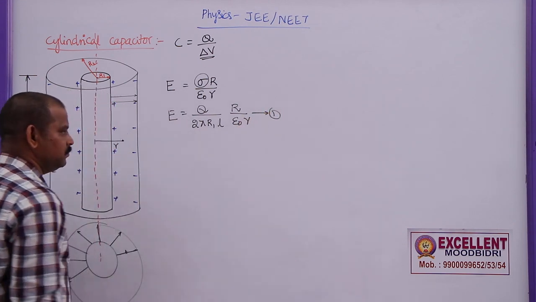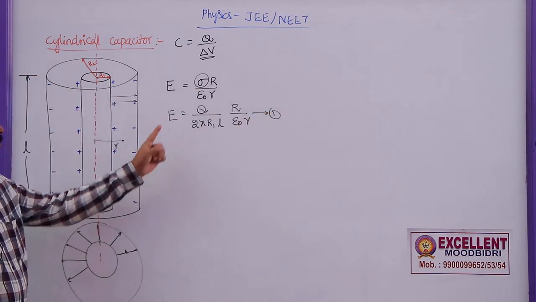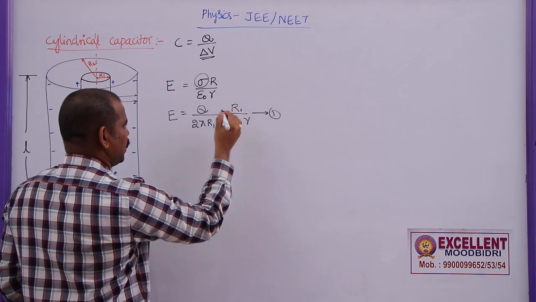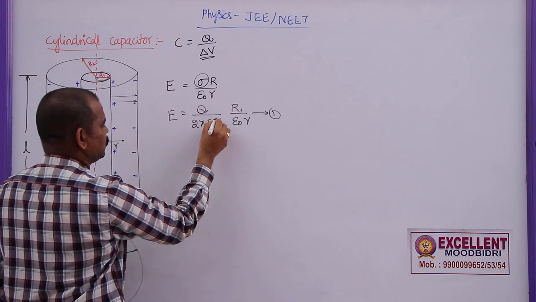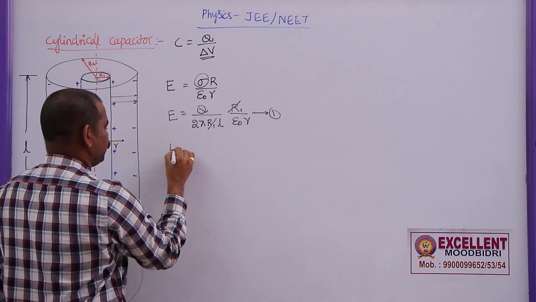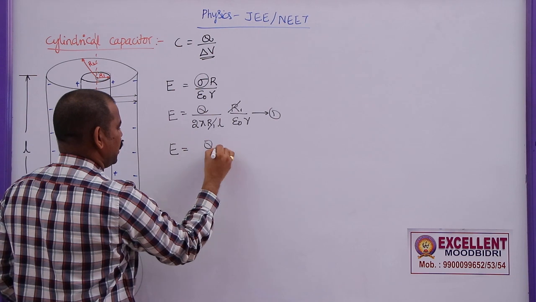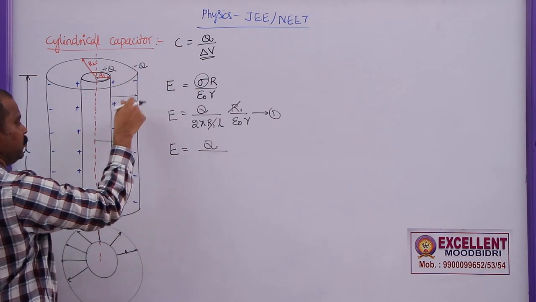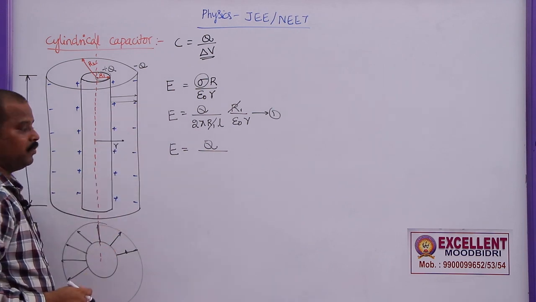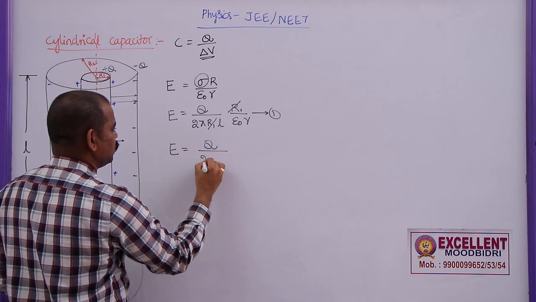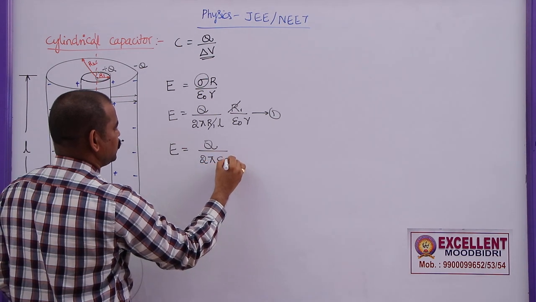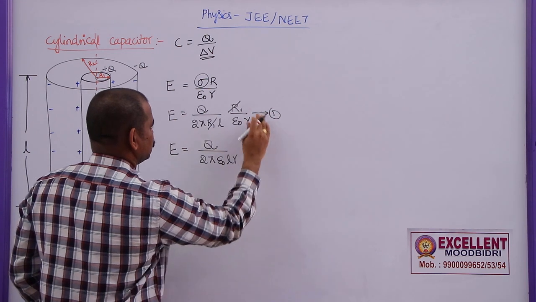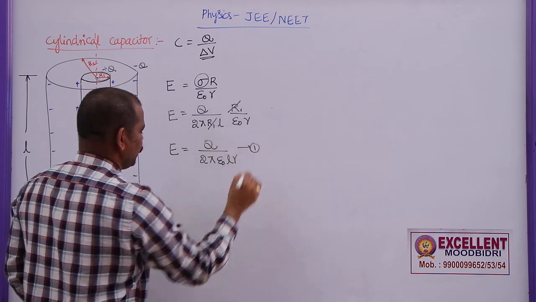So, this is the electric field due to this one. Now, here you can cancel this R1 and R1. So, electric field is given by the charge on this body, let the charge on this one be plus Q, let the charge on the inner surface of the outer cylinder be minus Q. So, this is Q by 2 pi epsilon naught L r. Let me take this as equation 1.